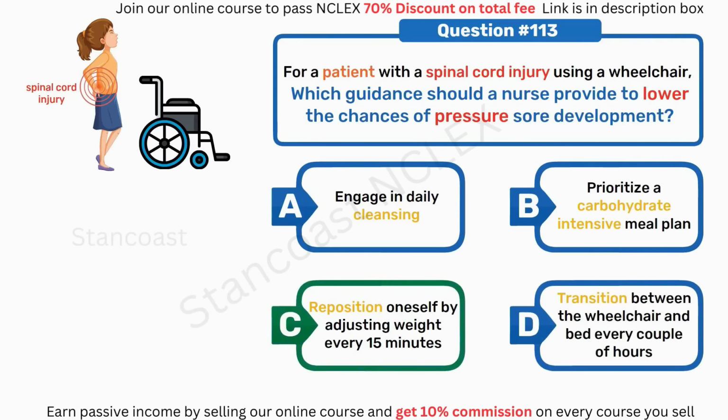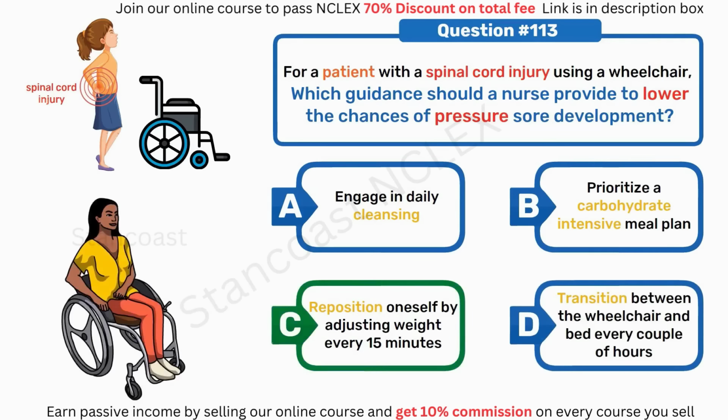Here, option C is correct. A patient confined to a wheelchair due to a spinal cord injury should be educated on the importance of making subtle weight adjustments, elevating the sacral region approximately every quarter hour. Option D isn't recommended since prolonged bed rest isn't advisable. Notably, pressure ulcers can form in under 2 hours.